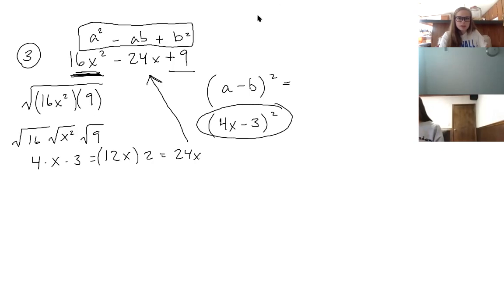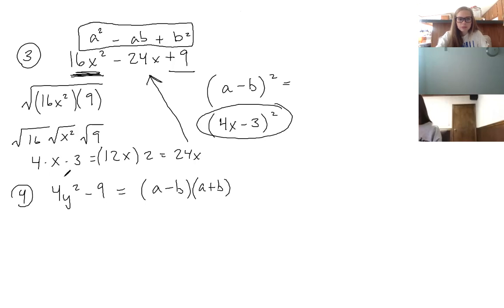And then, let's see here. Number 4, this one, a lot more familiar. 4y squared minus 9. Check out that first and the last term. They're both perfect squares. So my answer is going to be a minus b, a plus b. But remember, this is in the form a squared minus b squared.